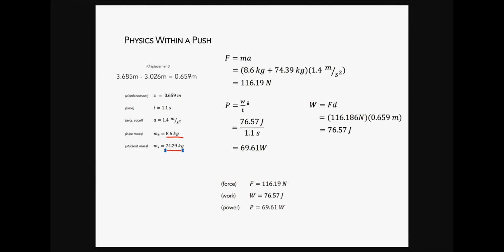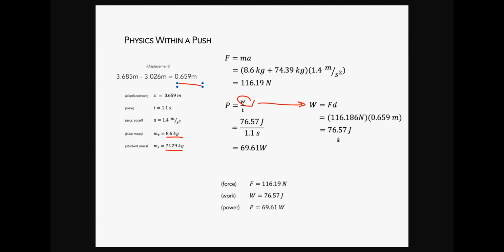To find power, we know that power is work over time, so we need to find work, and work equals force times displacement, which we can see over here. We use the force that Kenzie pushed on me and my displacement, which we solved for over here, to find that the work she did was 76.57 joules.